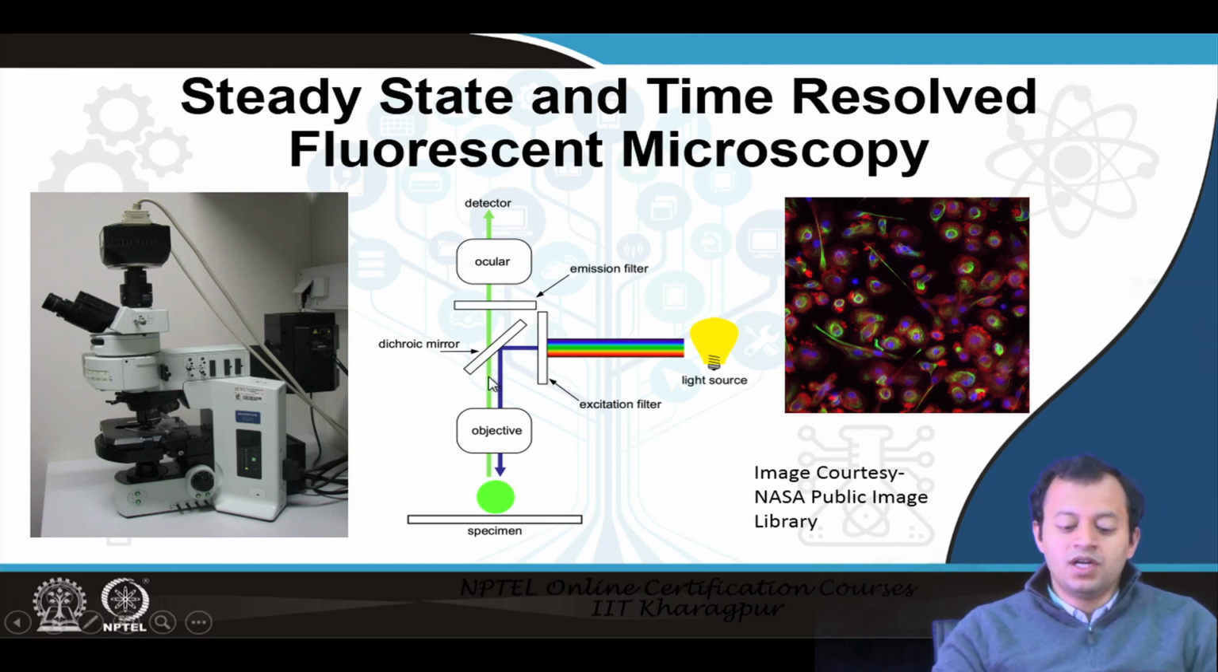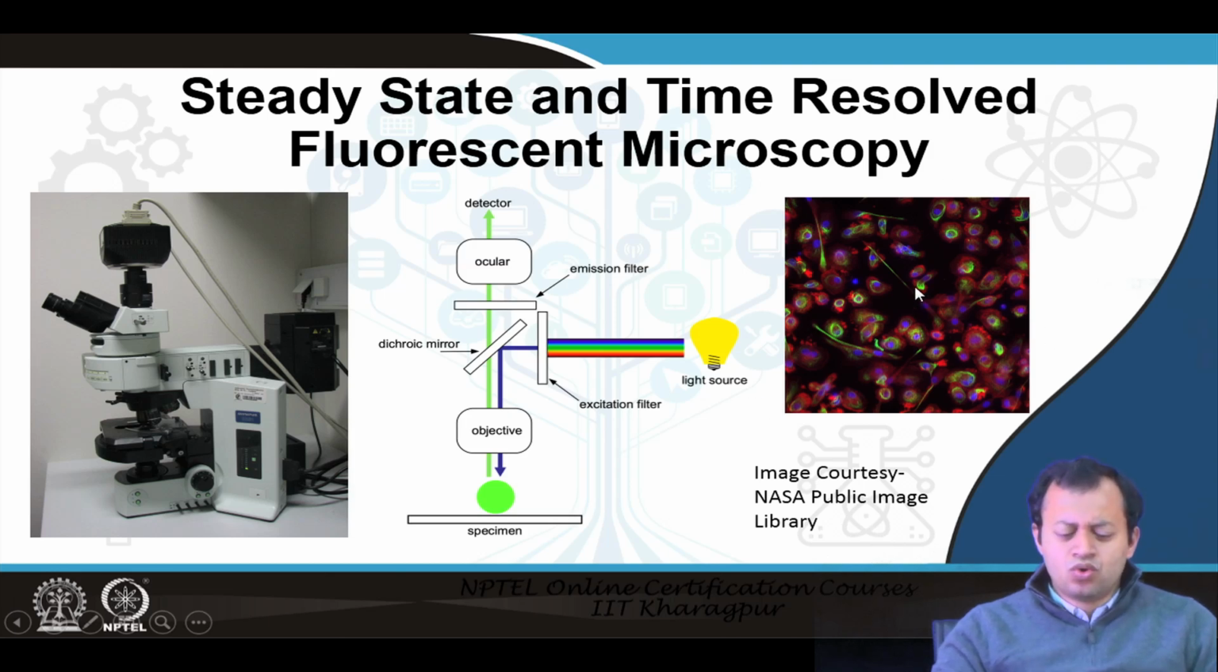Here we are only filtering out the emitted light, and thereby you see this beautiful microphage. These days we use multiple fluorophores. One absorbs blue light, gives green light, one absorbs green light, gives red light, etc., and thereby you get a good, beautiful picture such as this.